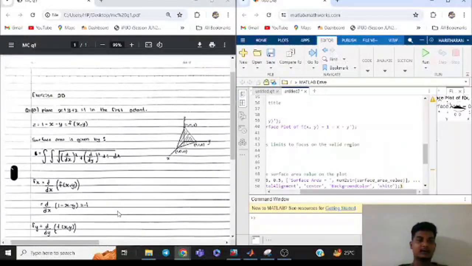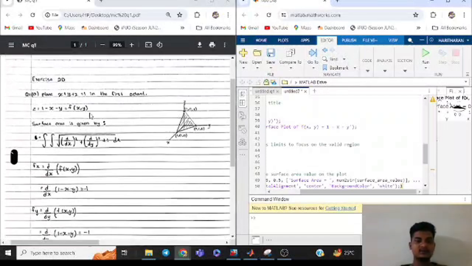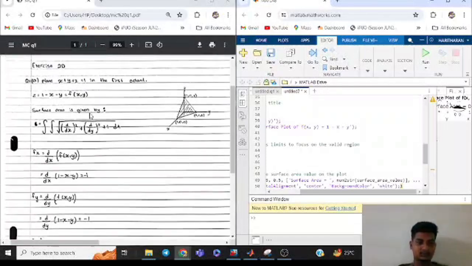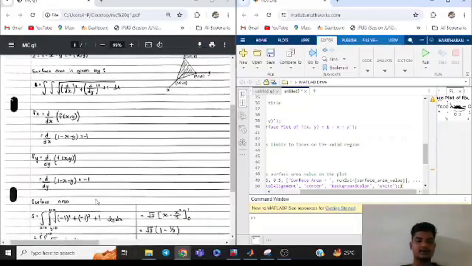For my part, I will choose exercise 2, question 1a, which is to find the surface area of the plane x plus y plus z equals 1. This is the manual solution that I have done. To find fx and fy, this is the solution: fx is -1 and fy equals -1.